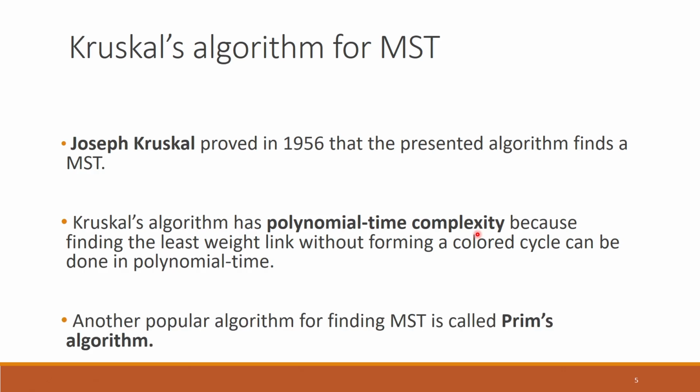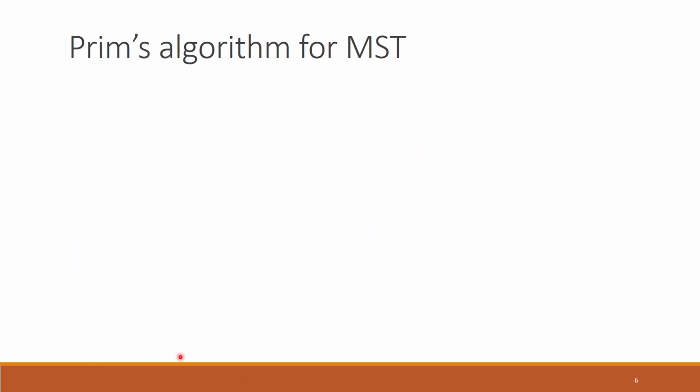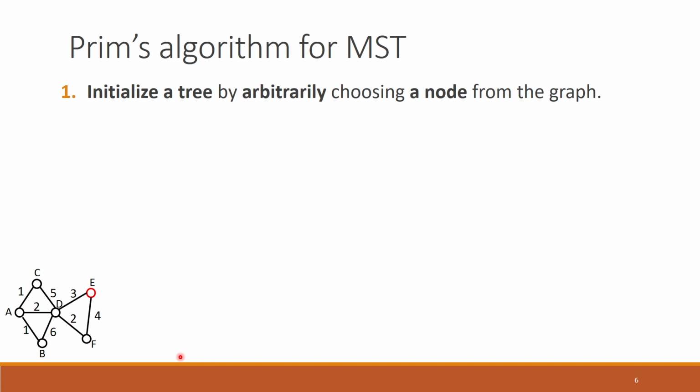Okay. Now, other than this Kruskal's algorithm for solving the minimum spanning tree problem, there is another very important algorithm which is called Prim's algorithm. Okay. So, let us now see what this Prim's algorithm is. This algorithm works in a slightly different way. Here, we initialize a tree by arbitrarily choosing a node from the graph. Okay. So, here we can start with any node of the graph that we want. Let us suppose we start with this node E here. So, this has now been colored red.